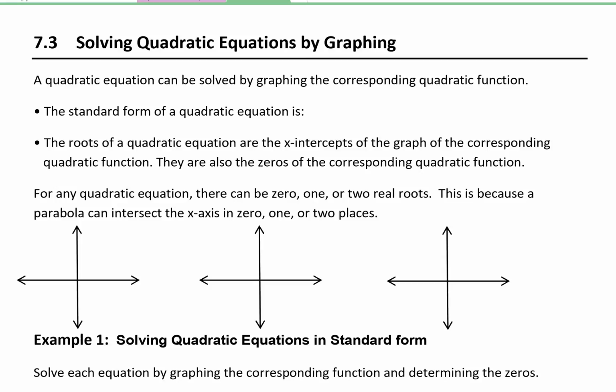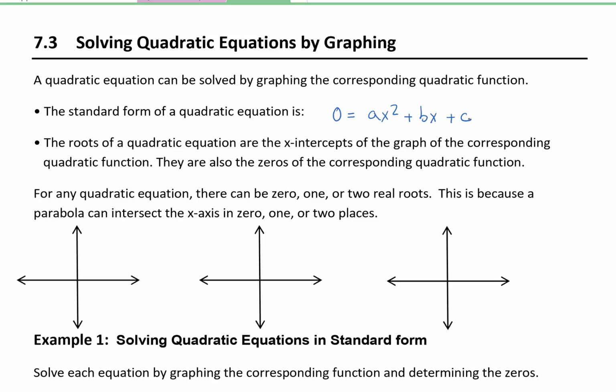In this lesson, we're going to solve quadratic equations by graphing. A quadratic equation can be solved by graphing the corresponding quadratic function. The standard form of a quadratic equation is 0 equals ax squared plus bx plus c. The roots of a quadratic equation are the x-intercepts of the graph of the corresponding quadratic function. They are also the zeros of the corresponding quadratic function.